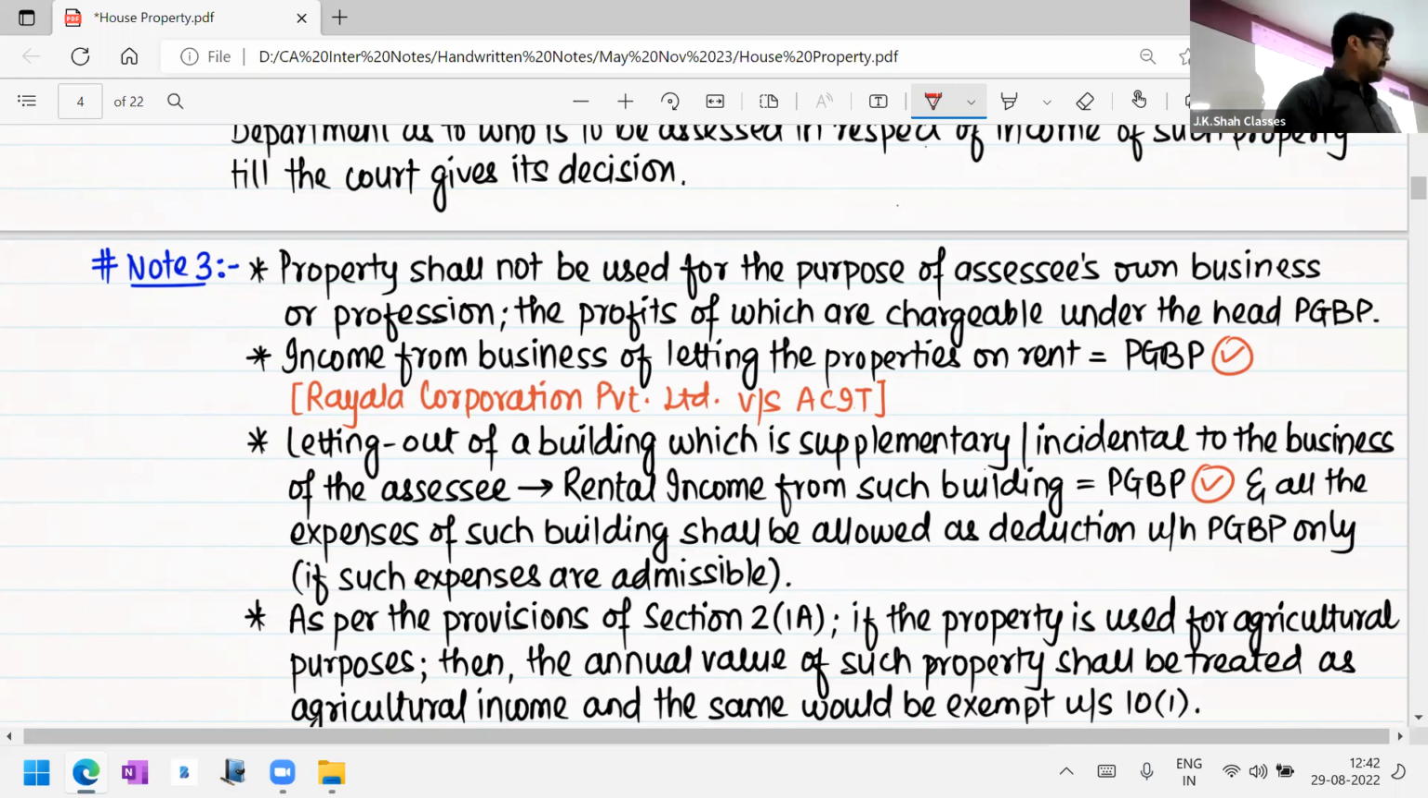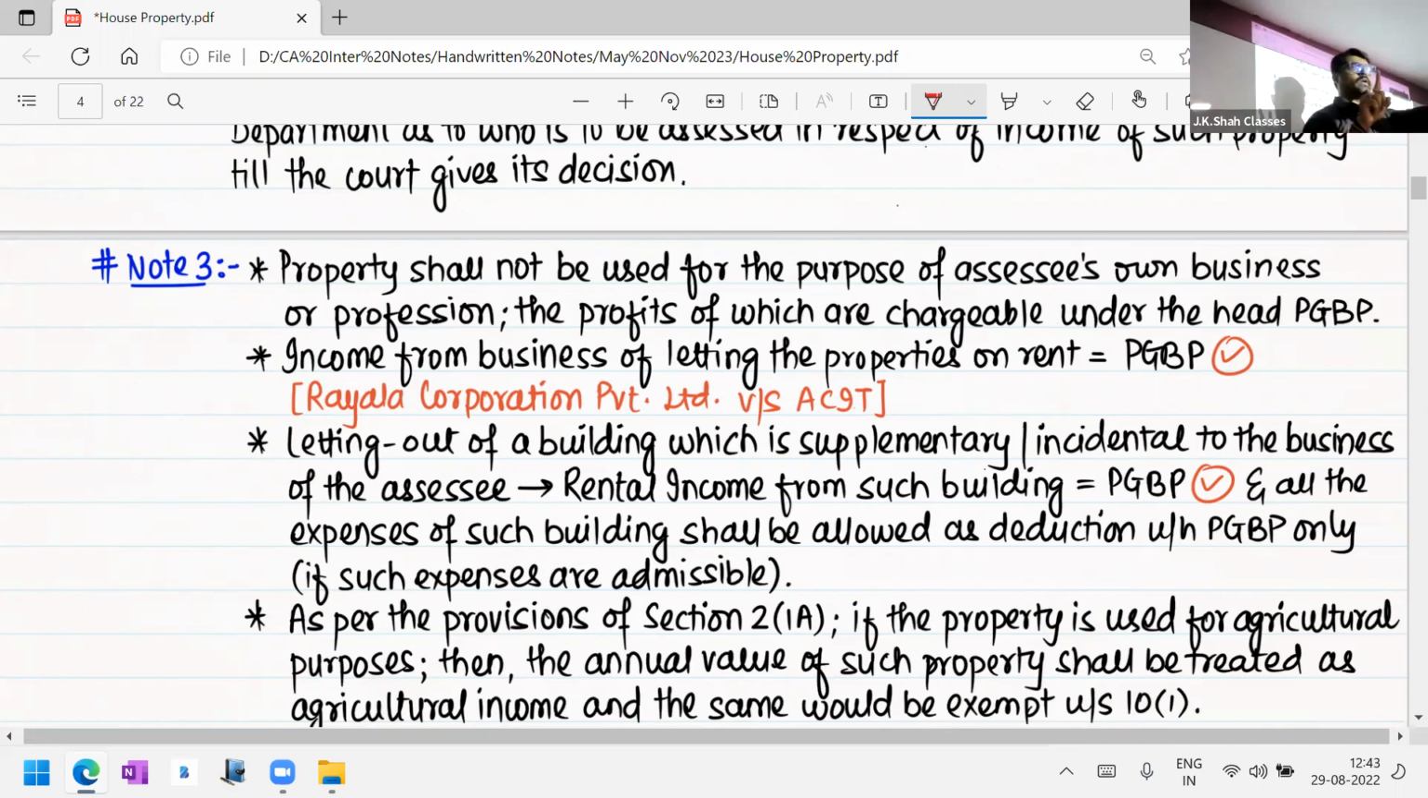So here also what will happen? I will let out the property and I will exploit the rent earning capacity by letting them out. But the rental income which will be earned has to be my PGBP income. Why? Because my business is to let out these properties and earn rent. Understanding? So this is which court judgment? Supreme Court judgment. And if Supreme Court has given some judgment, that judgment in itself becomes law now. No need to have separate provisions in the Income Tax Act. This judgment itself becomes the part of that law now. Understood?